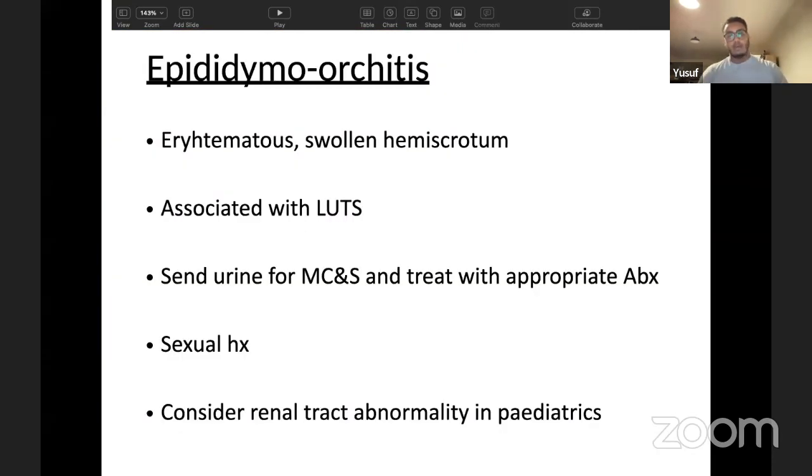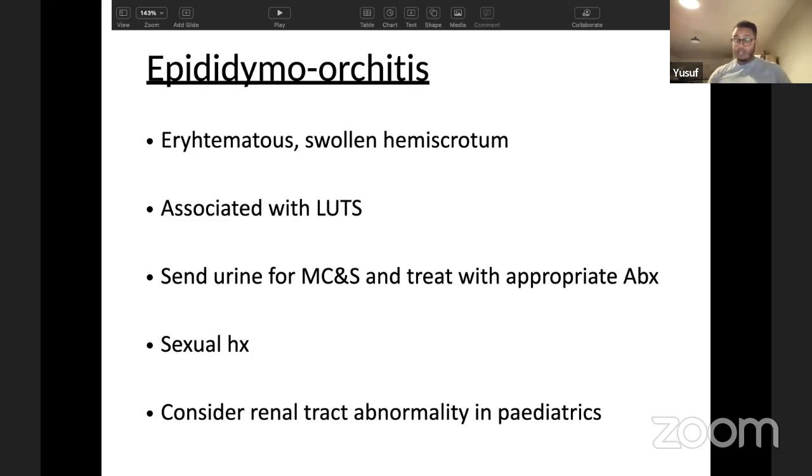Okay. Another differential diagnosis to bear in mind for acute scrotal pain is Epididymo-orchitis. Again, you'll get an erythematous swollen hemiscrotum, but you will have associated lower urinary tract symptoms. What you need to do is send off that urine for microscopy, culture, and sensitivity, and treat with appropriate broad spectrum antibiotics until you have your sensitivities back, in case you need to give different antibiotics.